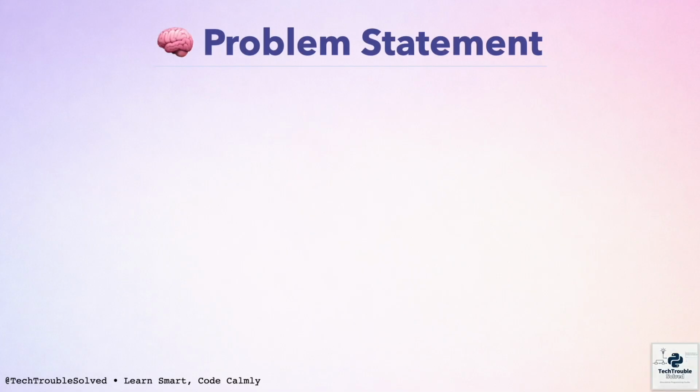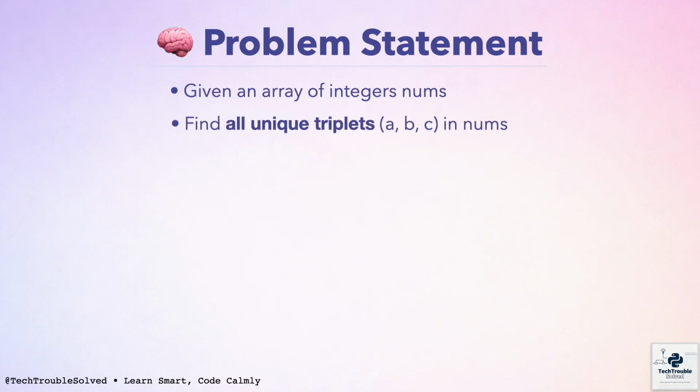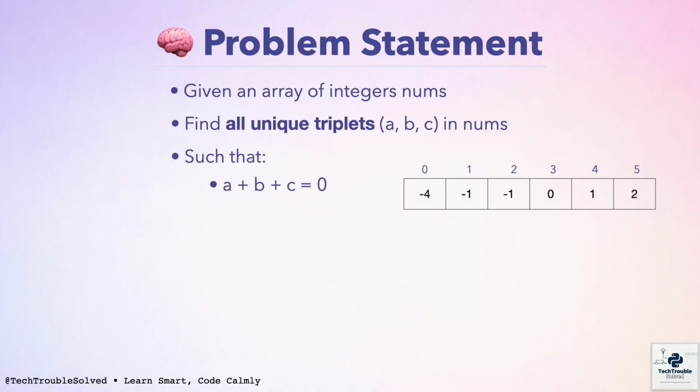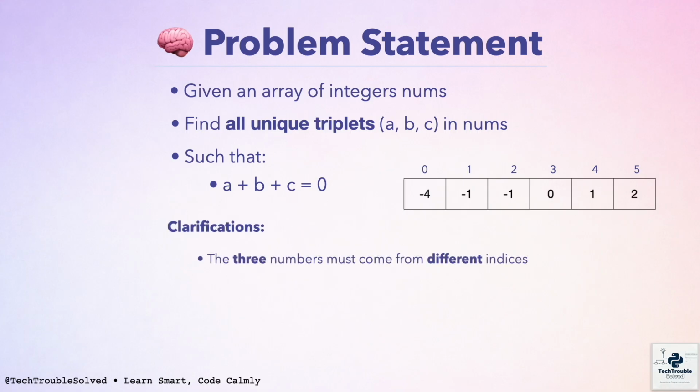Now let's understand the problem statement for the 3Sum problem. We are given an array of integers called nums, and our goal is to find all unique triplets in the array such that a plus b plus c equals 0. There are a few important clarifications. First, the three numbers must come from different indices in the array, so we cannot reuse the same element. Second, the solution set must not contain duplicate triplets, meaning each combination should appear only once.